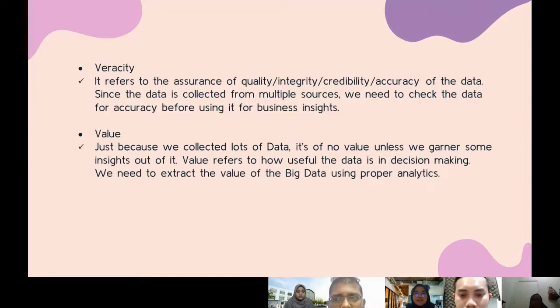Since the data is collected from multiple sources, we need to check the data for accuracy before using it for business insight. Next, value. Just because we collected a lot of data, it's of no value unless we garner some insight out of it. Value refers to how useful the data is in decision making. We need to assess the value of the big data using proper analytics.